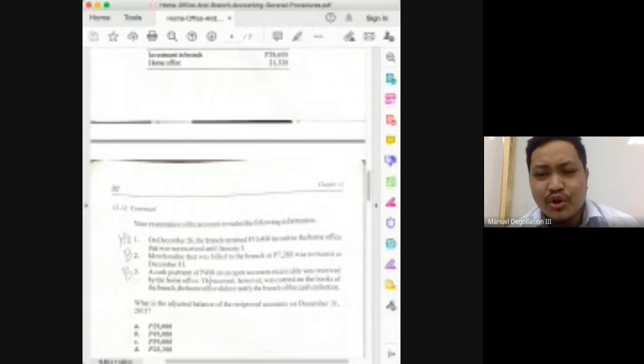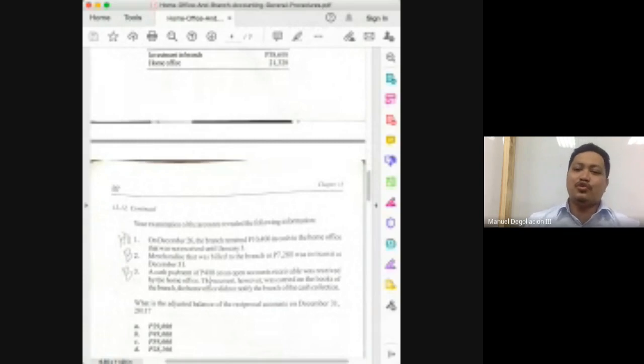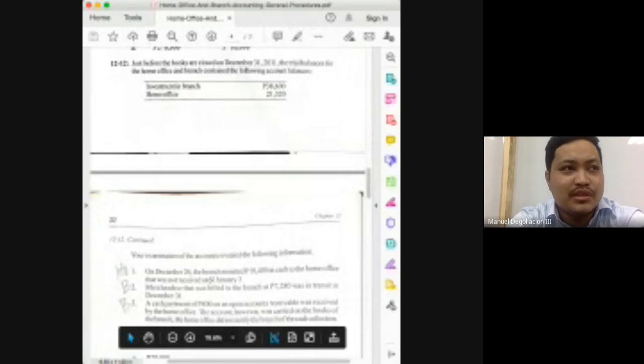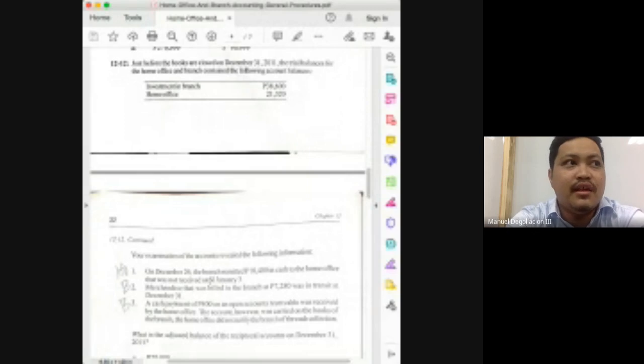Now, who do you think between the branch and the home office was able to prepare an entry? Branch. Okay? And who was not able to prepare an entry? Home office. Why are we sure that the branch was already able to prepare an entry? The transaction originated from the branch because it's the branch who gave the cash. Okay? But why are we sure that as of December 31, the home office was not yet able to prepare an entry? Because at that time, the home office has not yet received the cash. Okay, it would be the receipt of cash that would trigger the preparation of the entry.